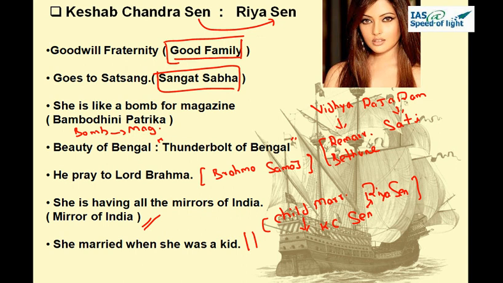So this is how we will remember each and every one. Raja Ram we associated with Sati, William Bentinck we associated with Sati, remarriages we associated with Vidyasagar, Bethune schools, the schools for the education of girls, we related again with Vidyasagar, and now K.C. Sen we are relating with the child marriages.